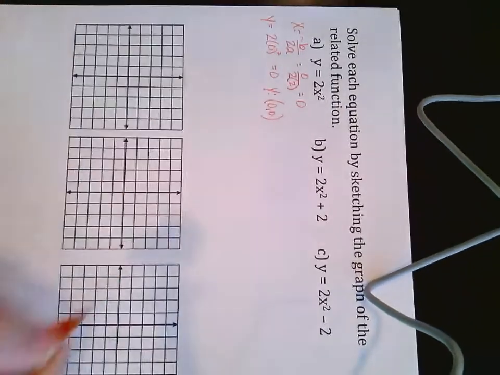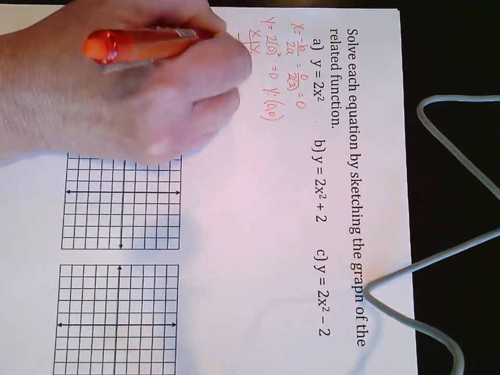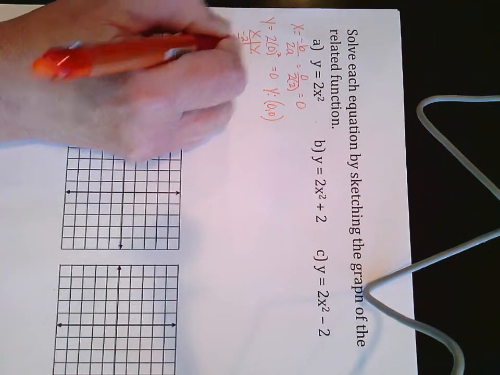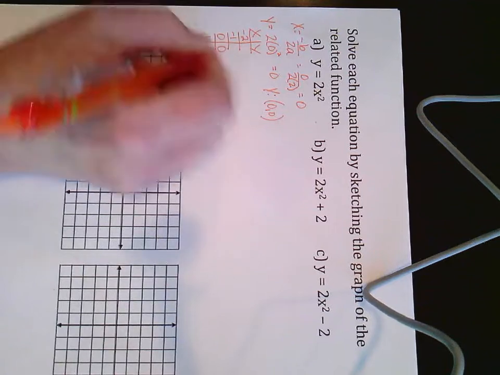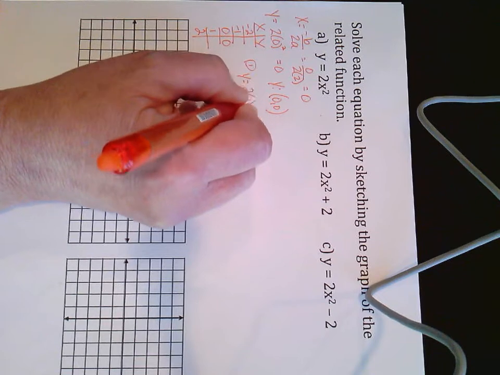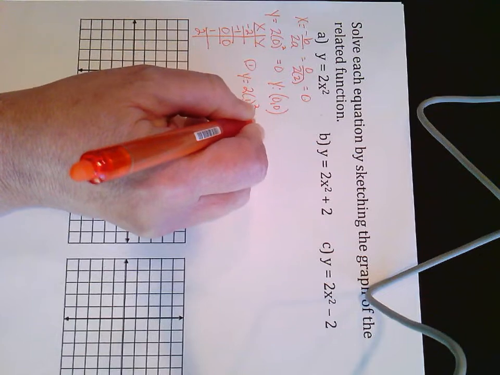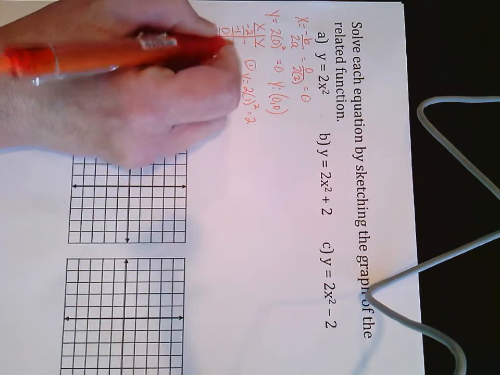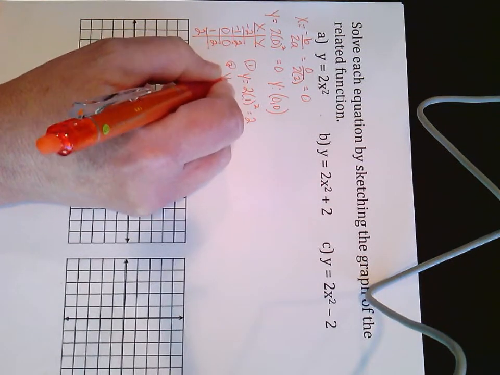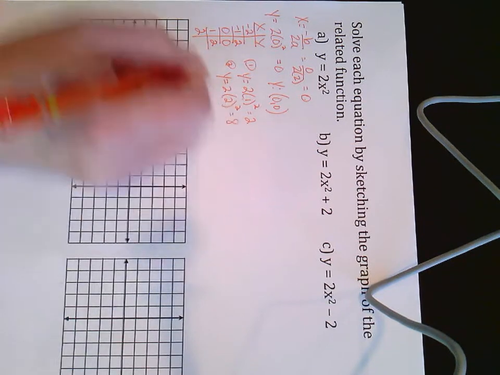Then to plot my points, I do my xy table. And my vertex always goes in the middle of my 5 points. And I take 2 points to the left and 2 to the right. So I'm going to figure out what it is at 1. So I've got y equals 2 times 1 squared. Remember, always square before you multiply. 1 squared is 1, times 2 is 2. And of course that's going to be reflected on the other side. And then the second point I'm going to look at is 2. 2 times 2 squared. 2 squared is 4, 4 times 2 is 8. So that's going to be an 8, and that's going to be an 8.